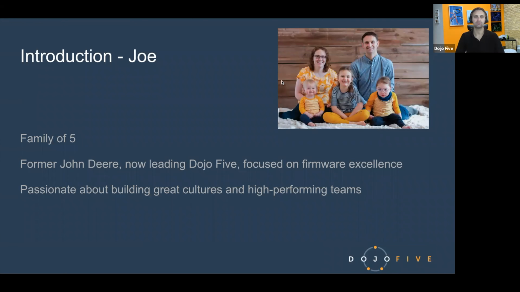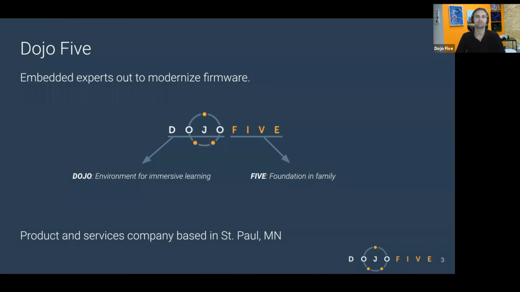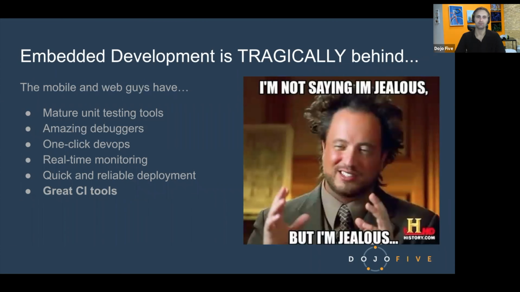Real quick, my name's Joe. I'm a family of 5, former John Deere, now leading Dojo 5, which is focused on firmware excellence. We're passionate about building great cultures and high-performing teams. Dojo 5 is focused on modernizing firmware. Dojo being a place for immersive learning, and 5 being our foundation and family product and services company based in St. Paul. I am excited about all of these.